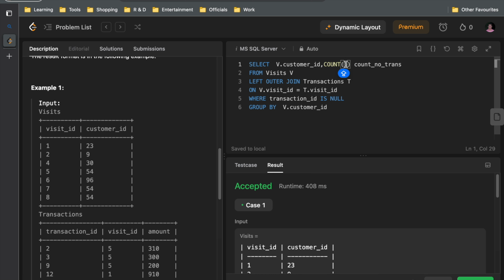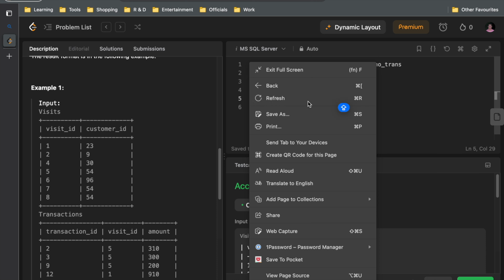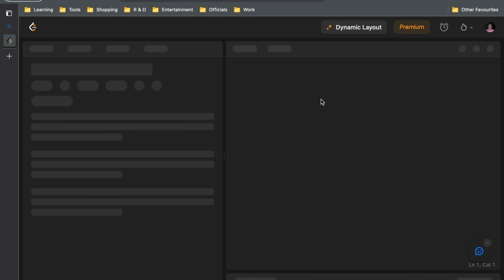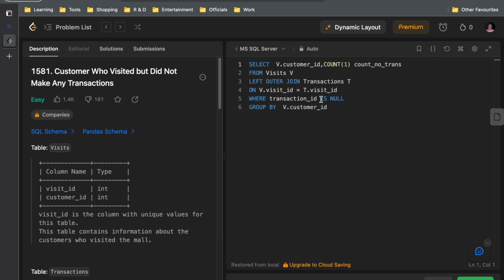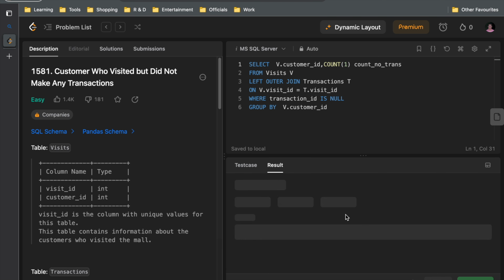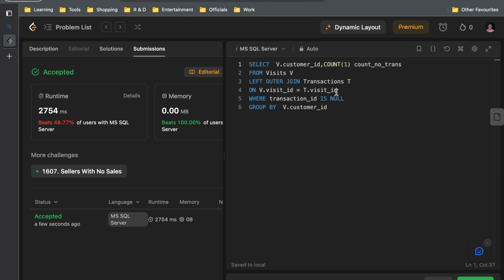So why did we get 0? Because we were counting transaction_id, and as we have filtered on null, it is going to be null. Instead, since we have already filtered on transaction_id, we don't need to count it, so I'm just counting 1. Let me run it once again because something was weird. Okay, now let's submit it, and it worked.